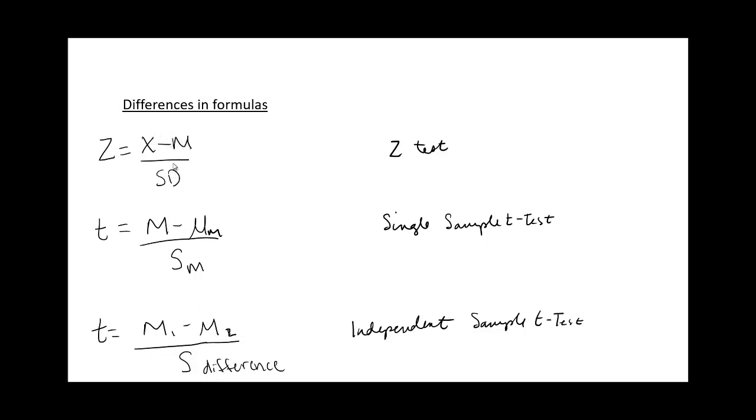Something minus something else divided by the standard deviation. T-test, Z-test, and F-test all kind of rely on that same kind of formula. F-tests are a little bit different, but we'll talk about those when we get to ANOVA.